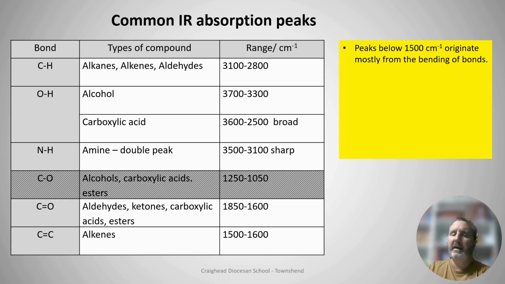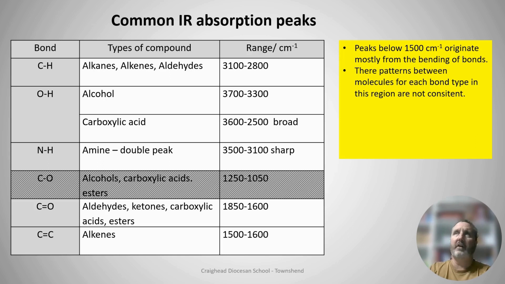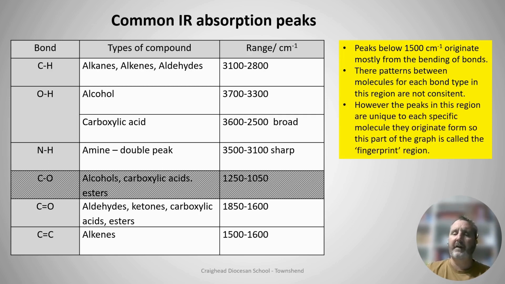Any peaks that we get below 1,500 usually happen not from the stretching of these bonds, but from the bending of the molecules or the bending of the bonds. The bending that happens in different molecules is not consistent, so we can't actually use the bending peaks to identify the type of bond, but we can use this region as a fingerprint. What we mean is that anything below the 1,500 region is going to be unique to any molecule we test. Let's have a look at some of these graphs and see if we can understand what I'm talking about.